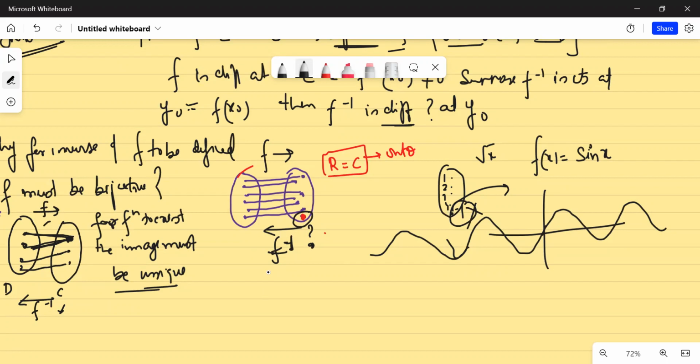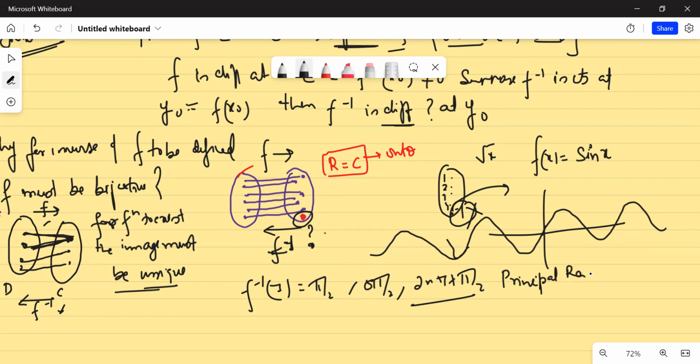How come this is a possibility? Because now if I ask, let's say, what is f inverse of 1? You'll be prompted to say pi by 2. Then you'll say no, 5 pi by 2 is also a solution. Then you say no, 2n pi plus pi by 2 would be a solution. Isn't it? Yes, sir. So what do mathematicians prefer? They have defined something called the principal range and principal domain, or you can say principal codomain.